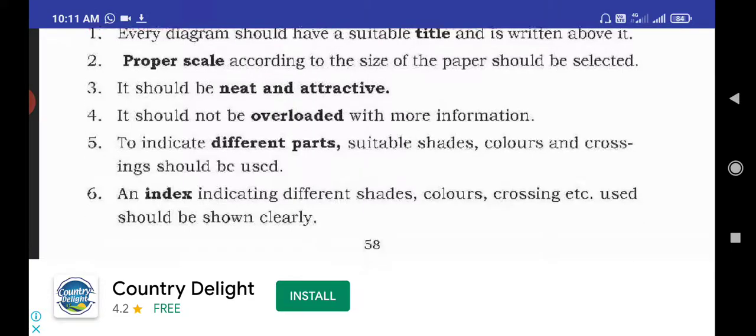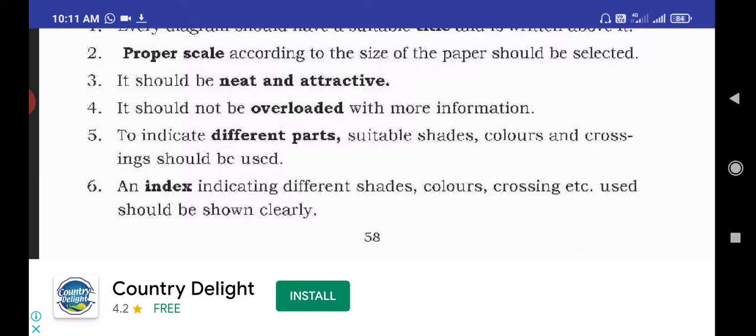Next one is it should not be overloaded with more information. When we are using a graph or diagram, we have to use less information, and attractive information. We have to avoid unnecessary information. That is also one of the rules. When we use less information, it is very attractive, meaning short and sweet. We have to use short and sweet information.